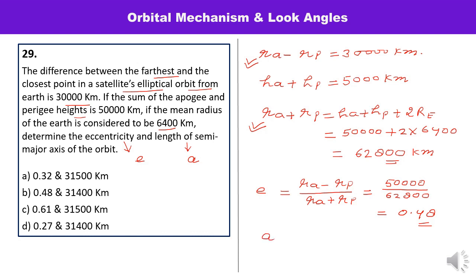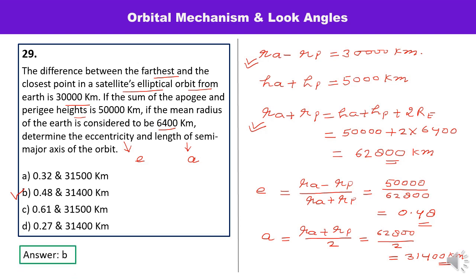Next you have to calculate A. So A is RA plus RP upon 2, and RA plus RP you have calculated as 62800, upon 2. It means this is 31400 kilometer. Now search out the correct option. E is 0.48 and A is 31400. B is the correct option. Yes, this is what you have calculated.